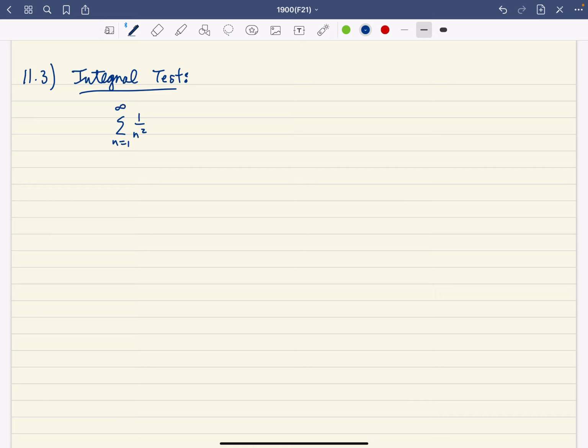1 over n squared is actually a really famous sum, and we'll talk about this as we go through. I don't want to ruin the story, but if we write out the first few terms, it's going to be 1 over 1 squared, plus 1 over 2 squared, plus 1 over 3 squared, 1 over 4 squared, and so on, 1 over 5 squared. That's the series 1 over n squared.